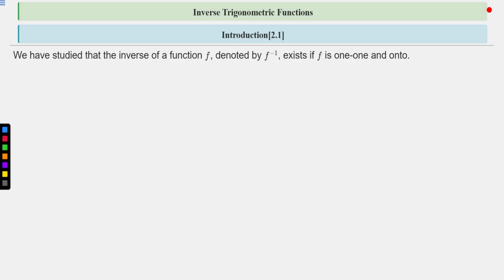So let us start with the introduction portion 2.1, right? We have already studied that the inverse of a function f is denoted by f inverse, right? And the inverse of a function will exist only if f is 1-1 and onto. So the inverse of any function f will only exist when the function is bijective, that is, both 1-1 and onto, right? Hope you understood what is a 1-1 function and what is an onto function. If you have any doubt, you can ask in the chat box.